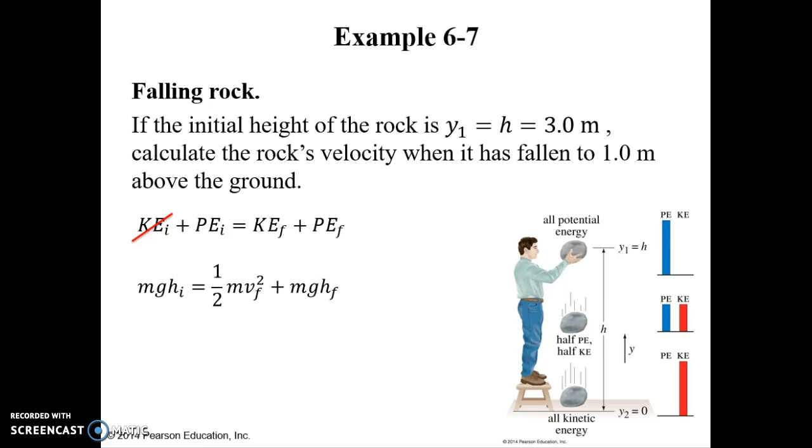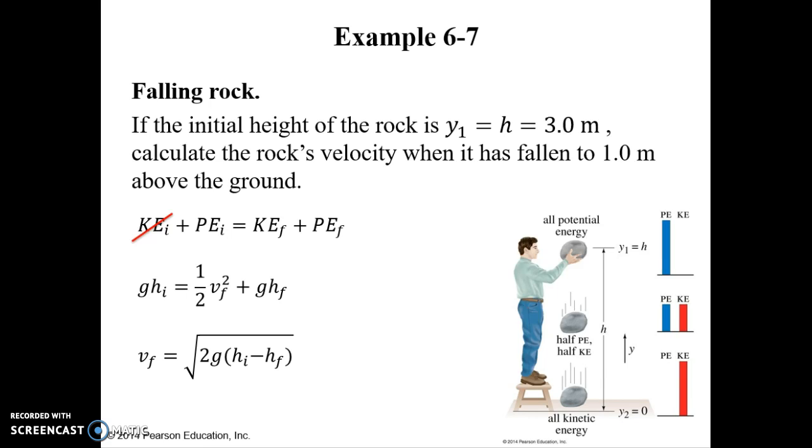Next, write out the equations for kinetic and potential energy with the initial and final subscripts added appropriately. Look at that. Mass cancels out, so our equation reduces. And now we just solve for the final velocity. Then we just plug and chug to get 6.3 meters per second for the final velocity of the rock hitting the ground.